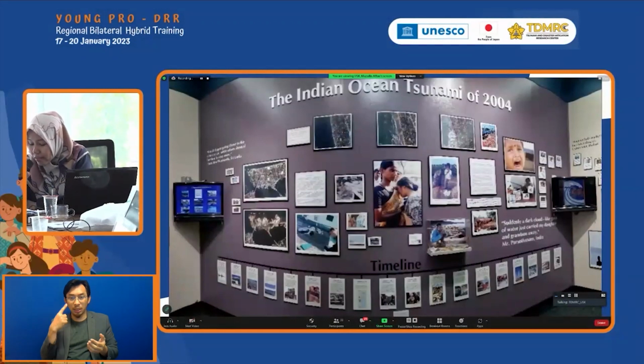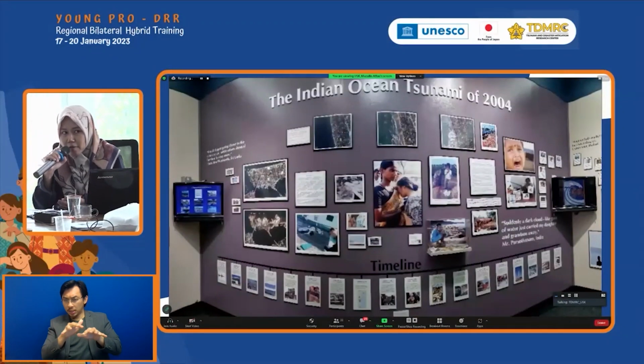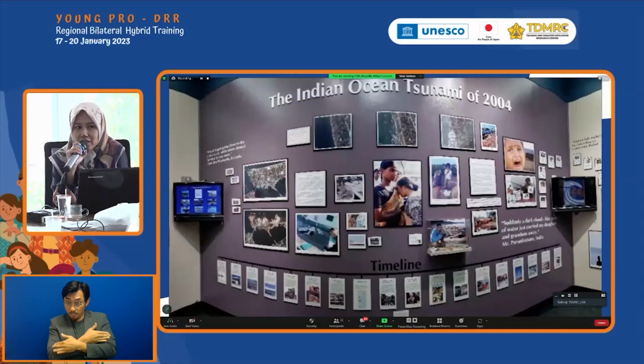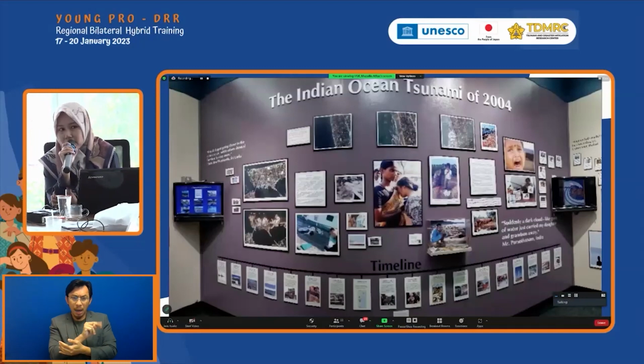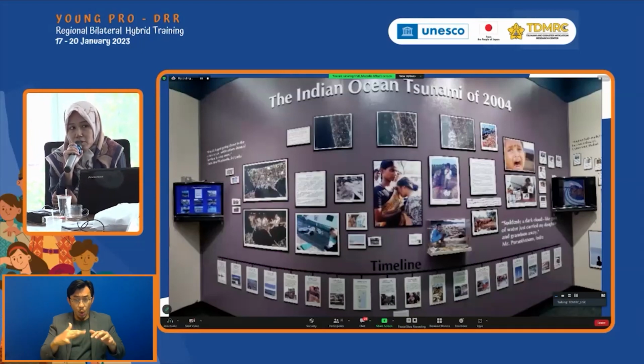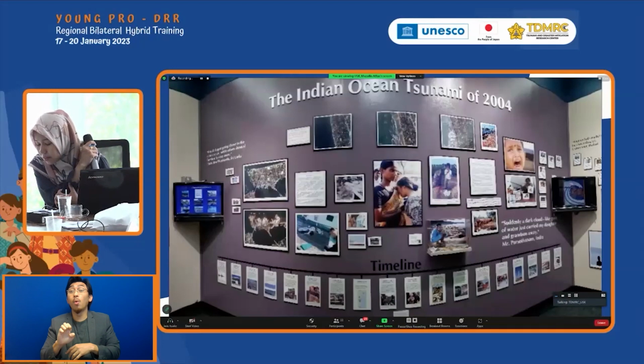I think the two pictures above, below the words Indian Ocean tsunami, there is a map too. Is it in Banda Aceh or in Aceh? In the maps, I think it is in the west coast of Aceh. Yeah, in Meulaboh or Calang. Yeah, Meulaboh, I think. You are right.